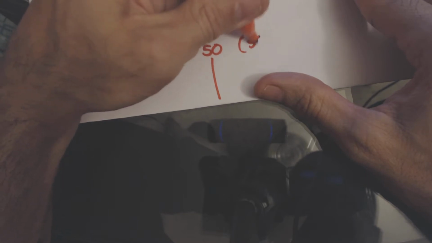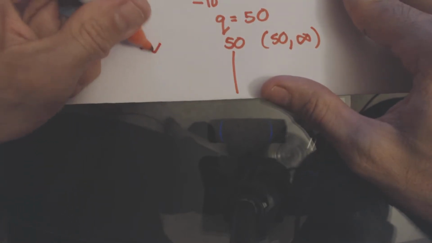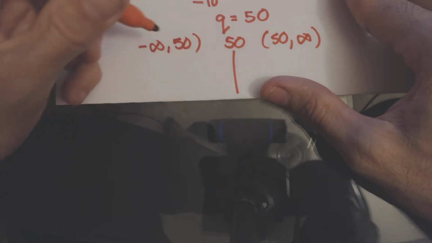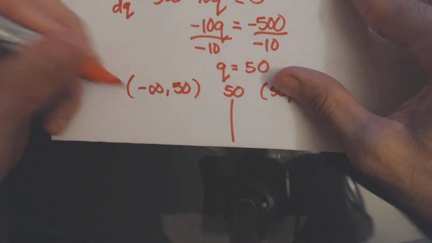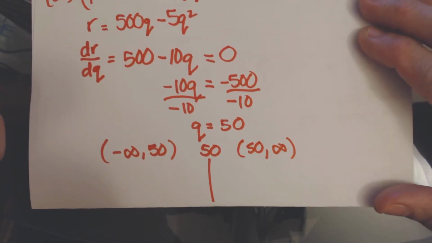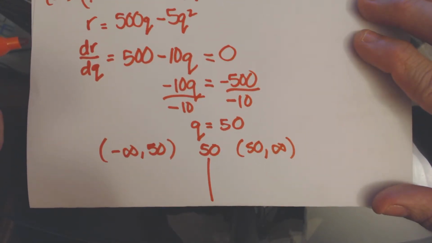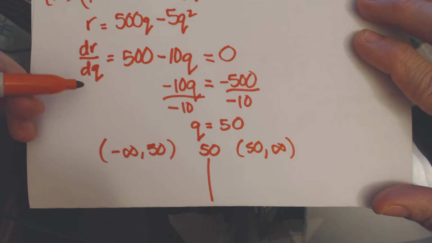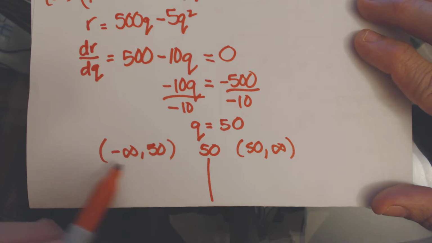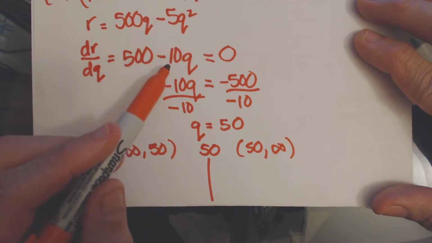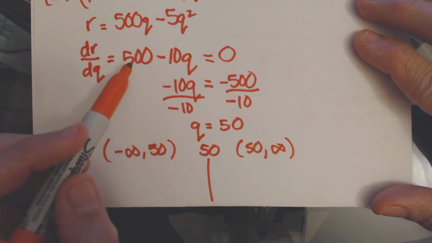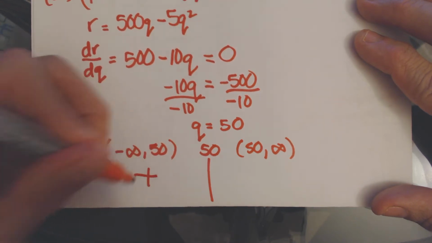So now let's look at the intervals between 50. So we have 50 to infinity and negative infinity to 50. And we are going to evaluate the derivative at the values below 50 and the values above 50. So below 50, let's plug in 0. 0 is in the interval between negative infinity and 50. If we plug in 0 into the derivative, we have 500 minus 0, so it's going to be positive.